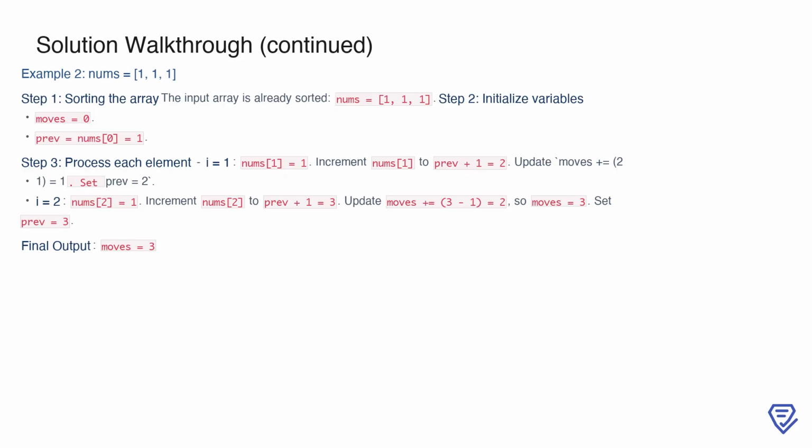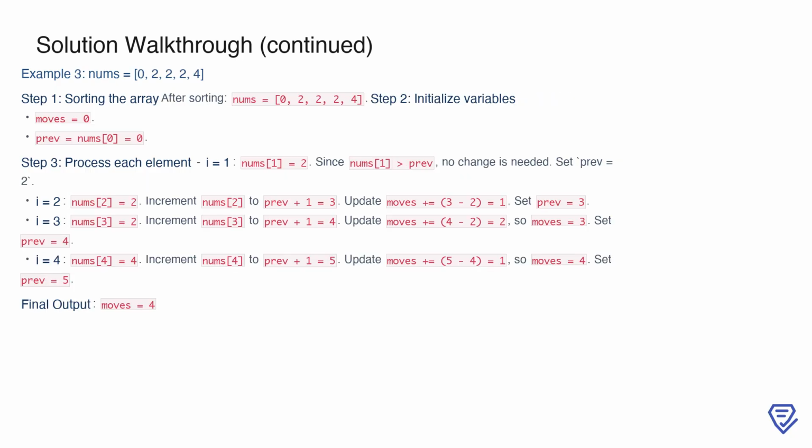Now, we process each element one by one. At index 1, the value is 1, which is equal to previous. To make it unique, we increment it to 2, add the difference of 1 to moves, and update previous to 2. At index 2, the value is again 1, which is less than previous. We increment it to 3, add the difference of 2 to moves, bringing the total to 3, and update previous to 3. Since there are no more elements to process, the final output is 3, which represents the total number of increments needed to make all elements unique.